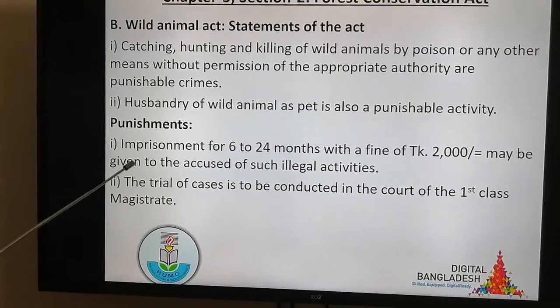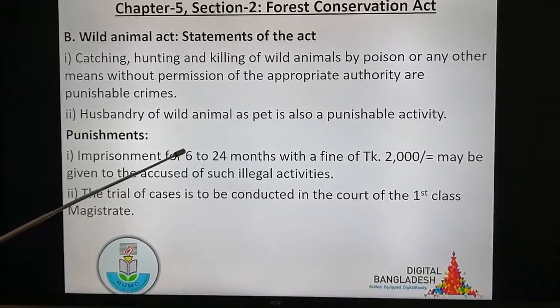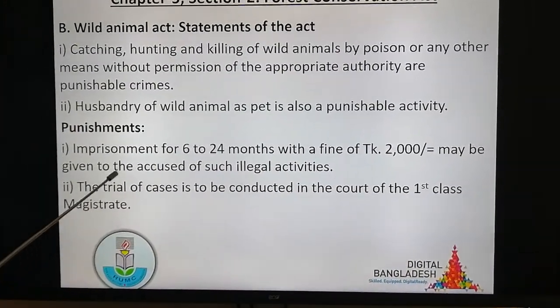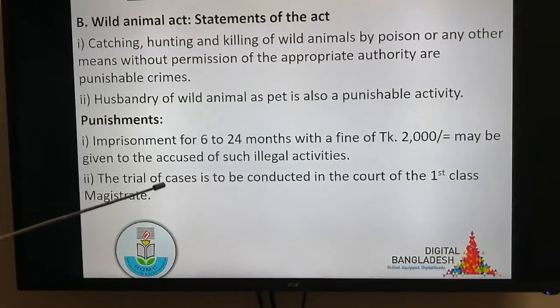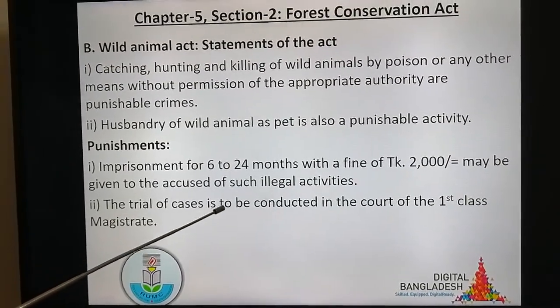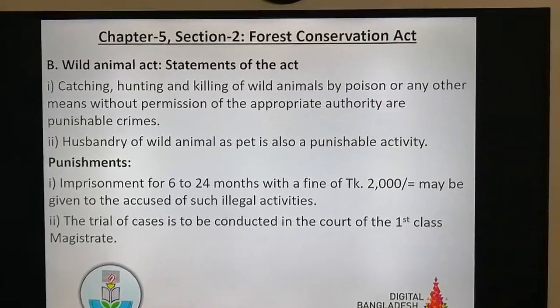What are the punishments? Imprisonment for 6 to 24 months with a fine of Taka 2000 may be given to the accused of such illegal activities, and the trial of the cases is to be conducted in the court of the first class magistrate.